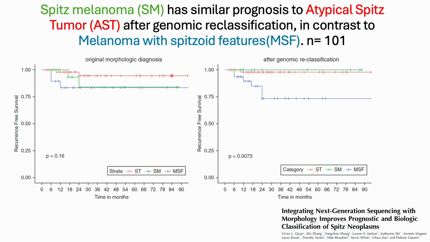So to get from here to here, 3 tumours were removed from the atypical Spitz tumour category and put in the melanoma with spitzoid features category, and 9 tumours were removed from the Spitz melanoma category and put in the melanoma with spitzoid features category.